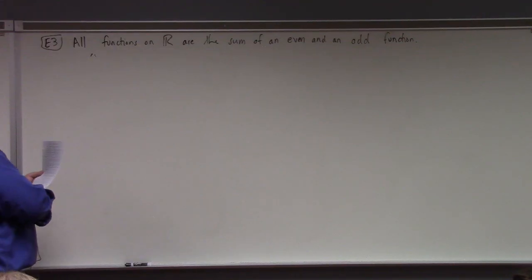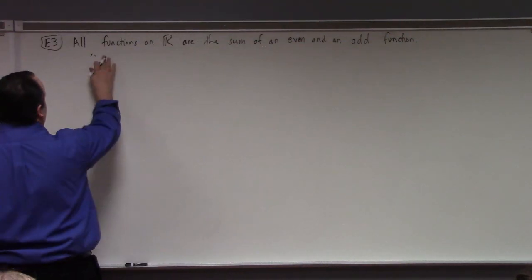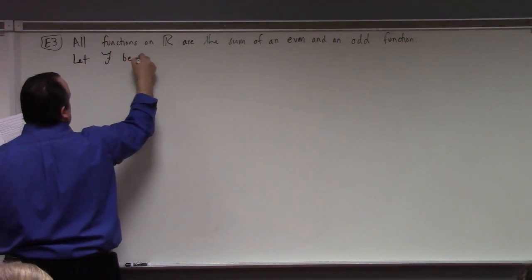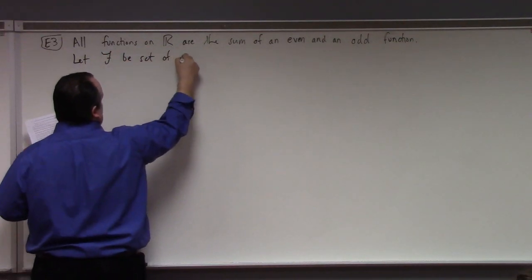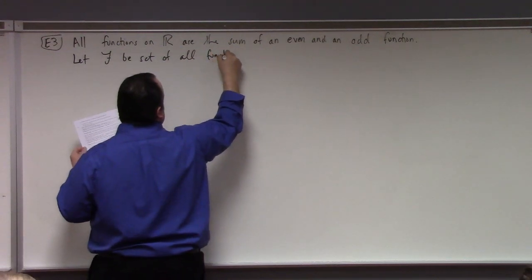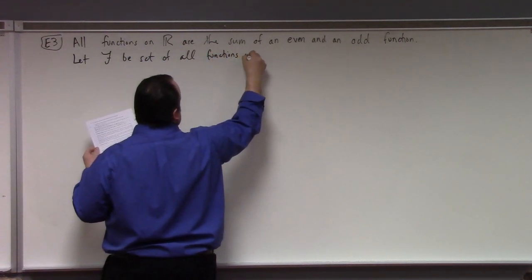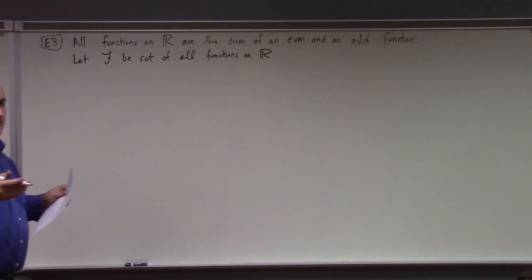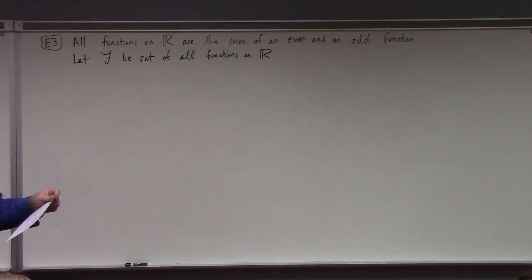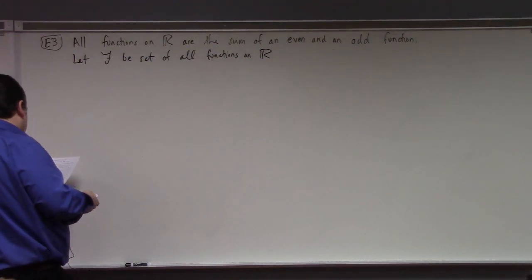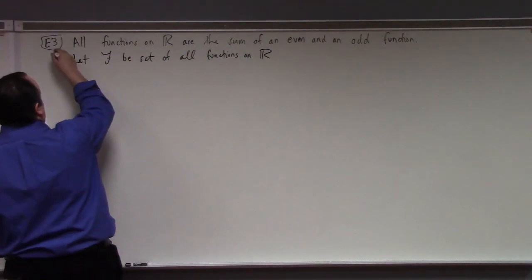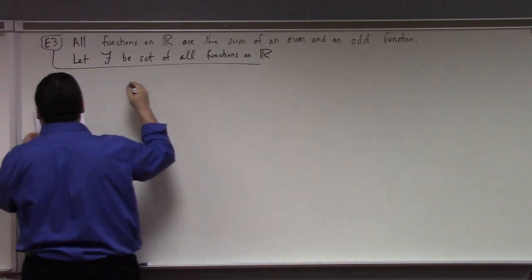Oh, I had the good sense to define the set of all functions before I got into this. I said let script F be the set of all functions on R. All right, so what that means is that the function has a domain of all real numbers, and its codomain is also real numbers. So its range has to be a subset of real numbers.